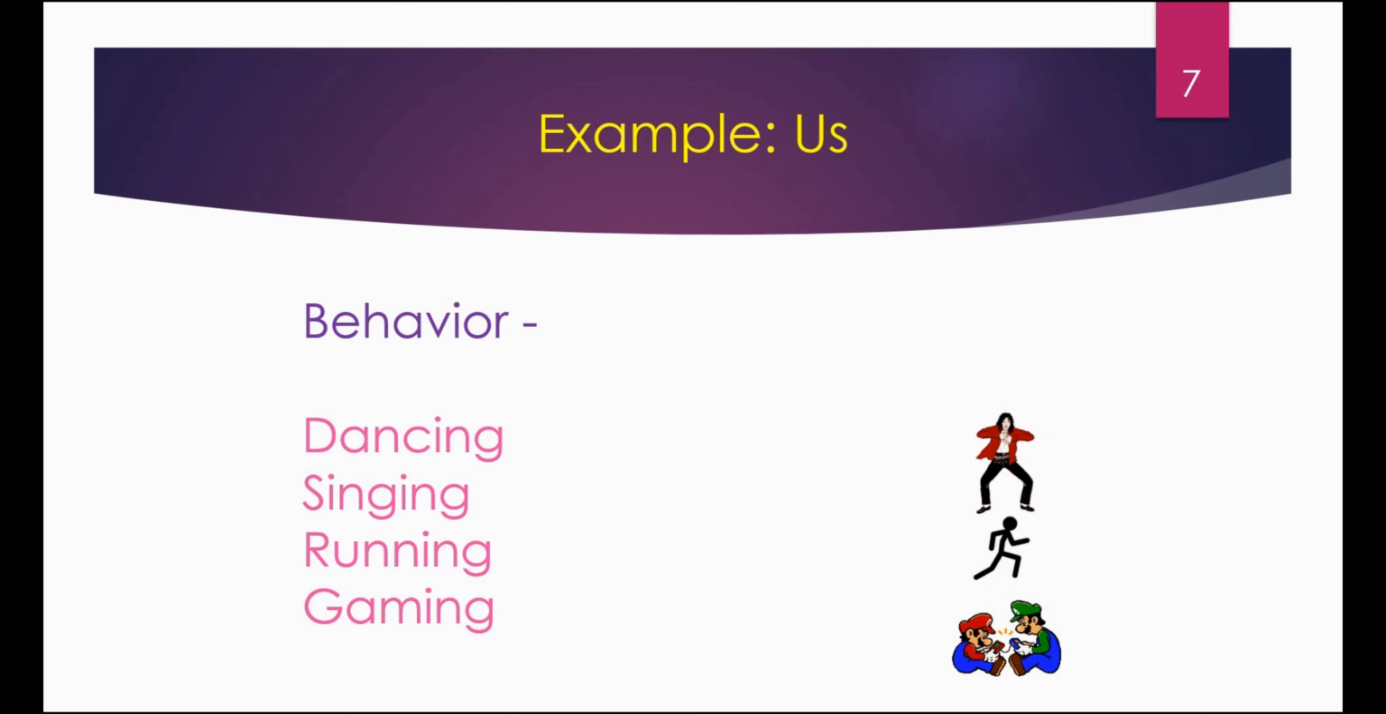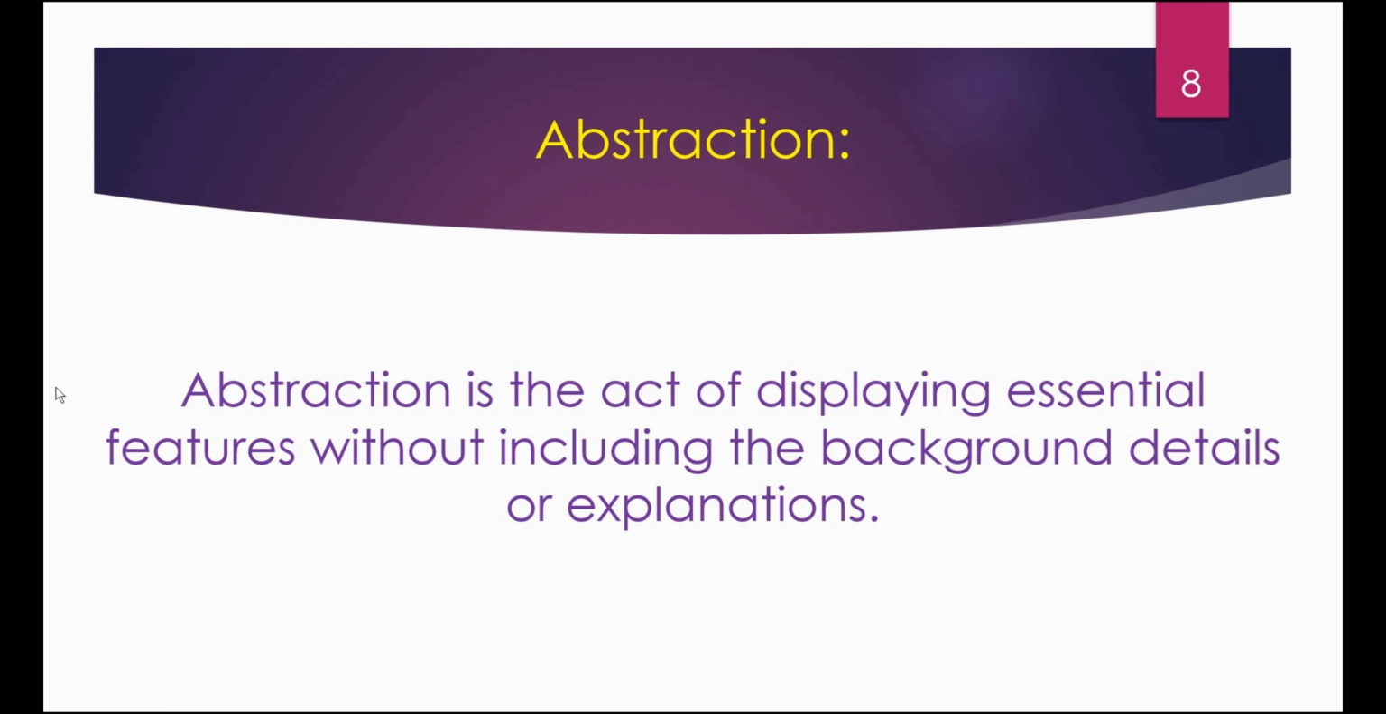So those were some of the examples for objects, and let's take a look at the next term, which is abstraction. Abstraction is the act of displaying essential features without including the background details or explanation.